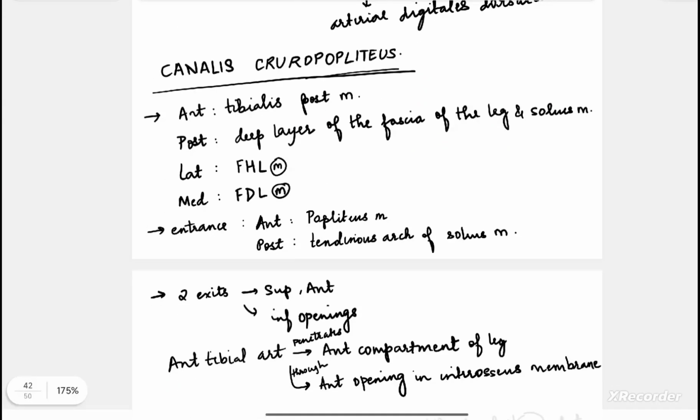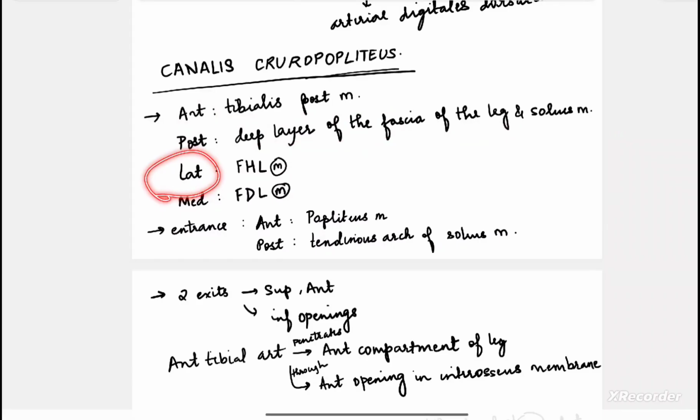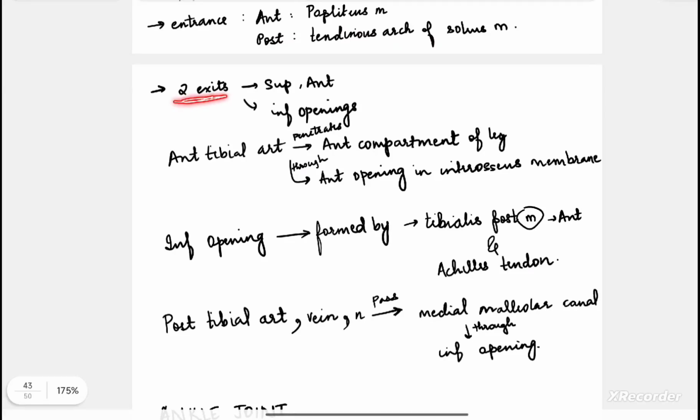Next is the canalis cruropopliteus. It is bound anteriorly by the tibialis posterior muscle, posteriorly by the deep layer of fascia of the leg and soleus muscle, laterally by flexor hallucis longus muscle and medially by flexor digitorum longus muscle. The entrance is anteriorly the popliteus muscle, posteriorly the tendinous arc of the soleus muscle. There are two exits, a superior anterior and an inferior opening.